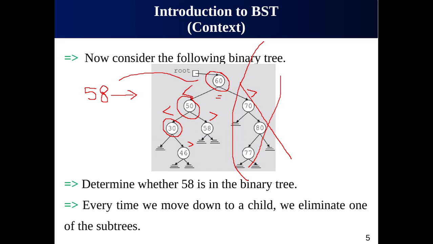Now we follow the left hand side of this tree in order to search for 58. Once you compare it with 60, it is less than 60, then you have to come here. Now compare 58 with 50. Is it equal? No. Is it less? No, it is not less. Is it greater? Yes, it is greater. So that means that you do not need to search the item on this left hand side, because here everything is less than 50. You have to come here and search for the item 58.